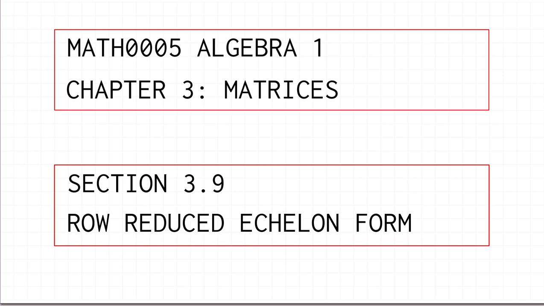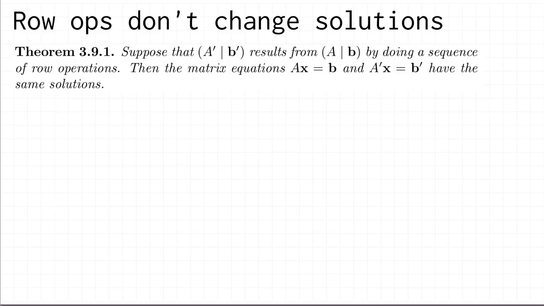And that simple form is going to be called row-reduced echelon form. We're going to define it later in this video. But before we do that, we need to know that this procedure actually works. In other words, that when we do row operations to get to our simple form from which we can find the solutions, the solutions of the system we end up with are the same as the solutions of the system we started with. Otherwise, this idea wouldn't work at all.